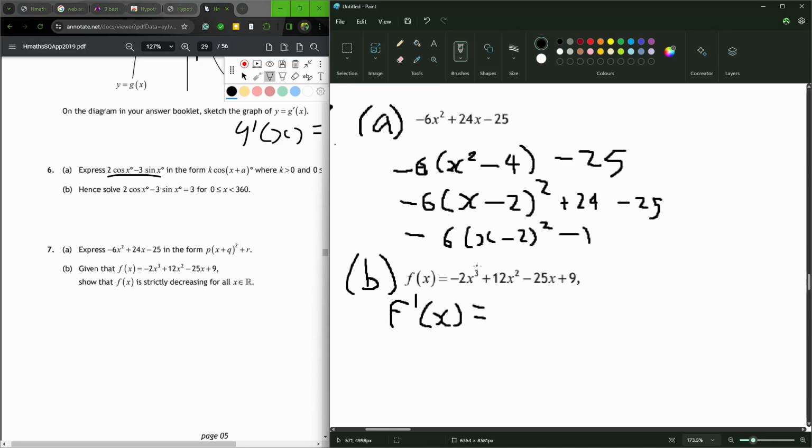Of f, so we take away 1 from the power, and we times it by the power. So we have minus 6 x squared plus 24x, take away 1, so it should be x. And then it will just be minus 25. And then 9 disappears because it's a constant. And doesn't that look familiar? It's the same thing. Which means we can substitute it in, and we can say that the derivative of f(x) equals minus 6 (x minus 2) squared minus 1.